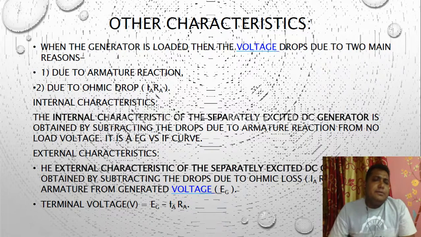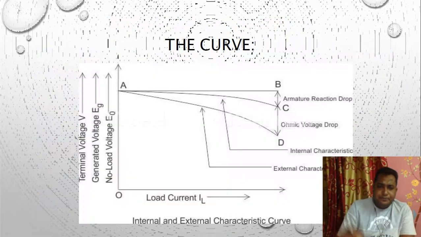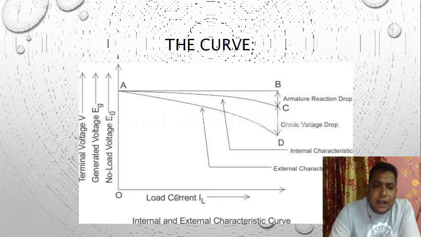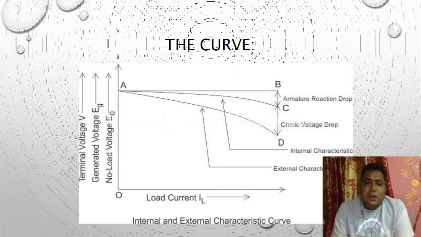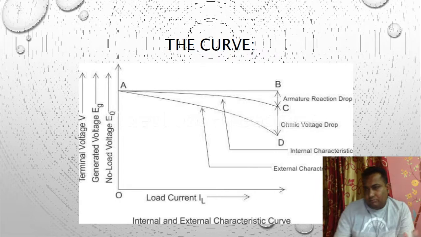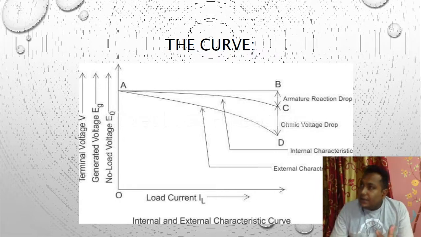Now pictorially we will see what the characteristics are and how to deal with them. Yes, this is the curve. On the x axis we consider the load current, and on the y axis we consider three components: no load voltage, generated voltage, and terminal voltage.